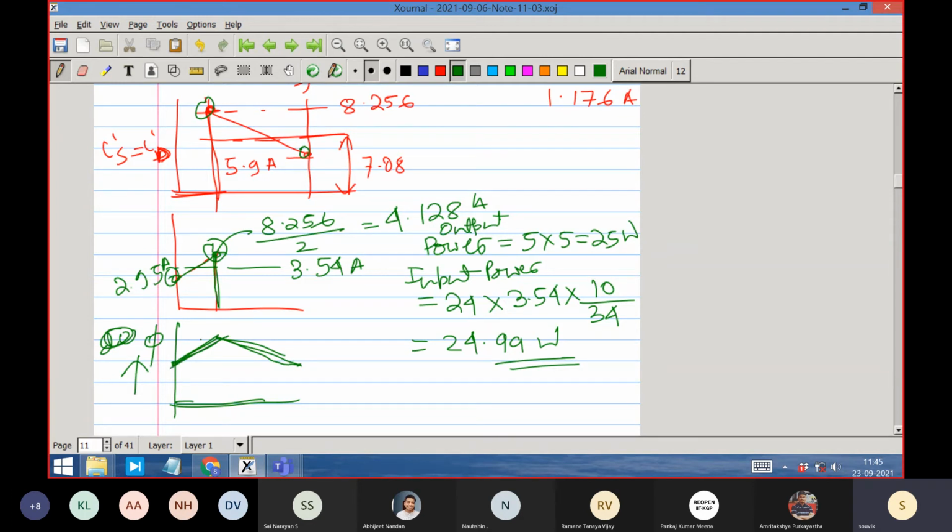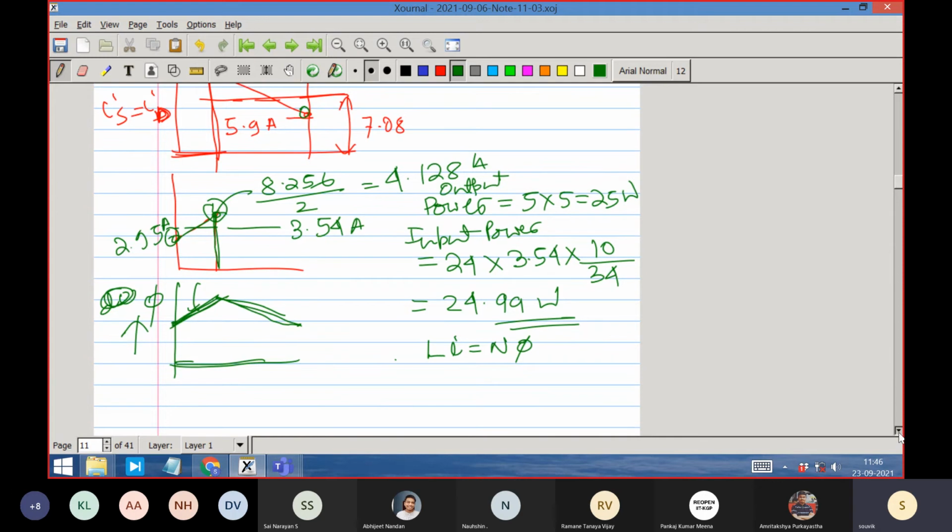How much is the flux here? You can easily find out. Li is equal to Nφ. It's the general law. So what is the flux at this level? It is L into I by N. Let us say when the primary current is conducting. The peak value was how much? 4.128. So 4.128 by N, where N is N1.